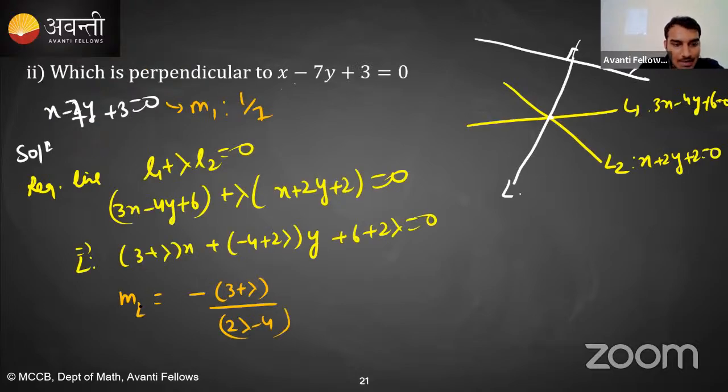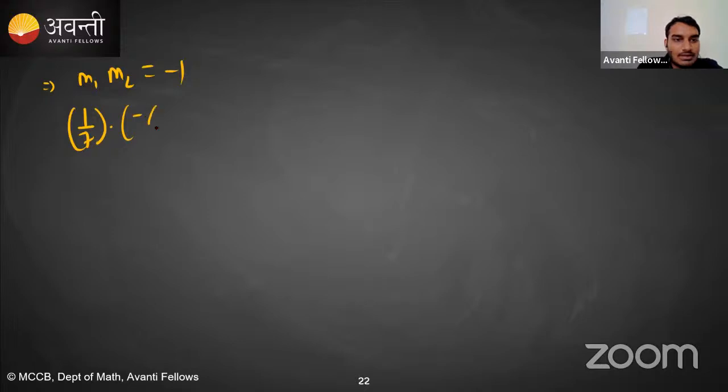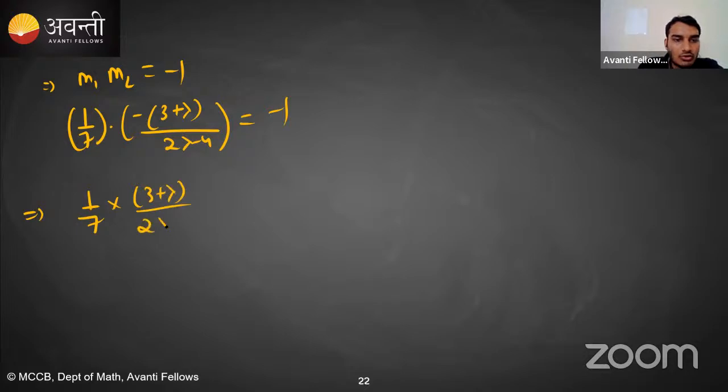What is ML? ML is the slope of the required line, which is minus (3 plus lambda) upon (2 lambda minus 4). So 1 by 7 into (3 plus lambda) upon (2 lambda minus 4) is equal to 1. Now we can get lambda easily. 3 plus lambda is equal to 14 lambda minus 28. Clear? So 31 is equal to 13 lambda. What did lambda come out to be?